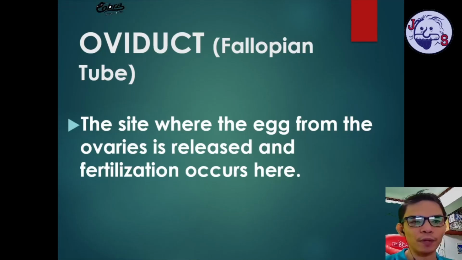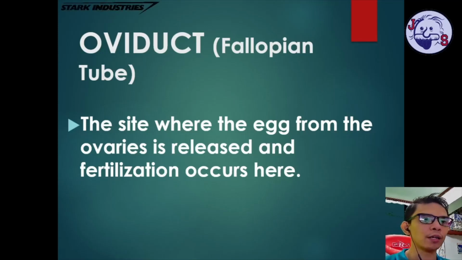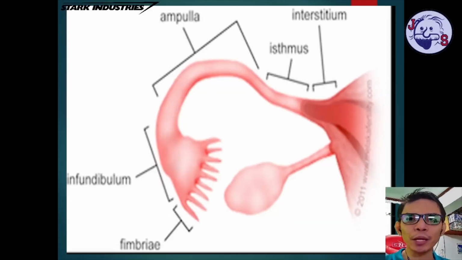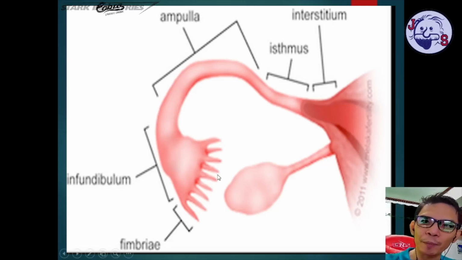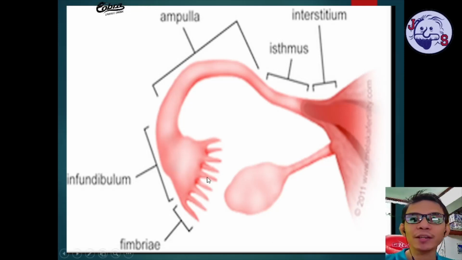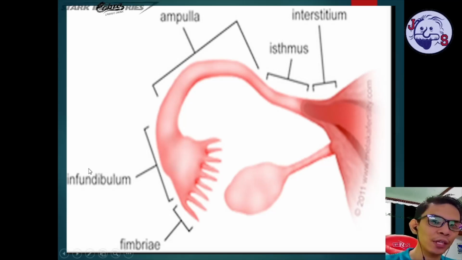Now, what if it is not fertilized? It will be disintegrated in the fallopian tube immediately. So that is the fallopian tube. In the fallopian tube, there are a lot of parts. We have the fingers of your fallopian tube called fimbriae, which catch the egg after it is ovulated from the ovary. Then we have the infundibulum.